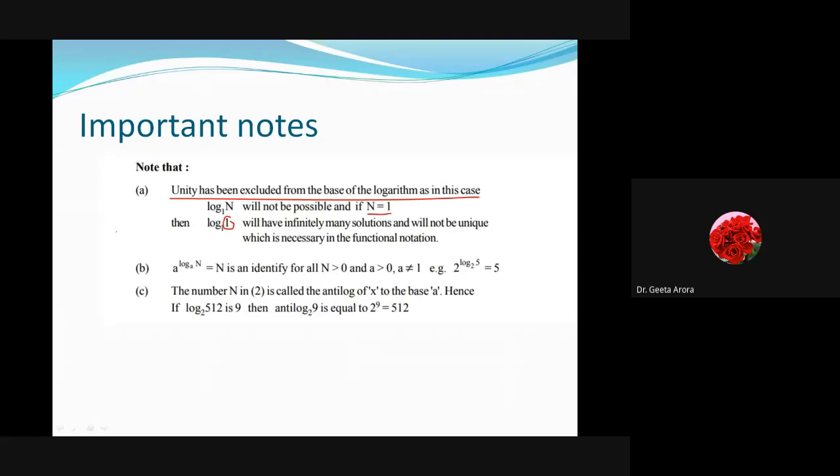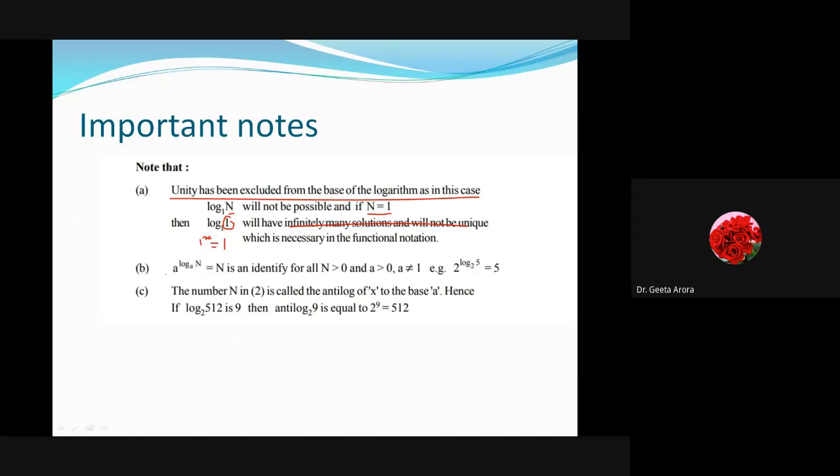Okay. So here we are saying that a is not equal to 1, because we know that 1 raised to power x always gives the value 1. So that's why we normally exclude taking the base as 1. Obviously any power of 1 will give me 1, so it will lead to infinitely many solutions, and it will not work as a functional notation. Okay? So this is why we have not taken the concept of unity as a base.